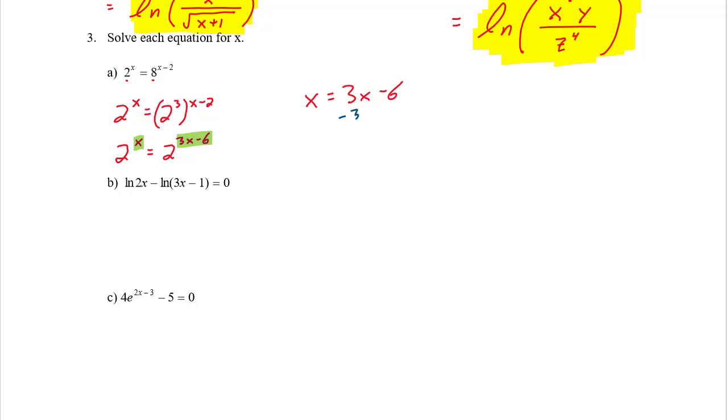And now just do the normal algebra to try and get x by itself. So first move my 3x over, which would give me negative 2x equaling negative 6. And then divide by the negative 2 to arrive at my final answer of x equals positive 3.